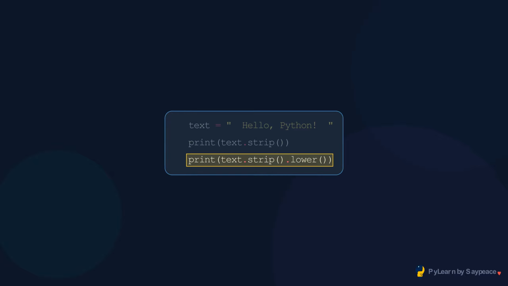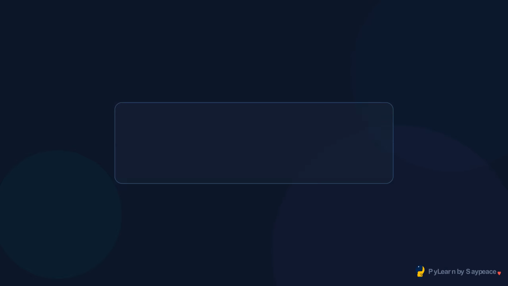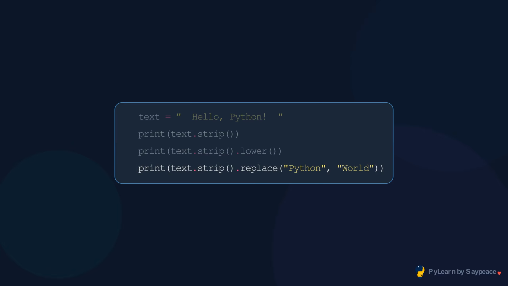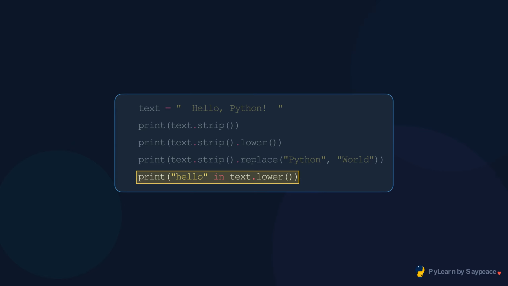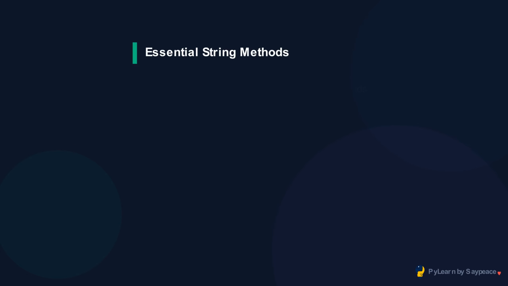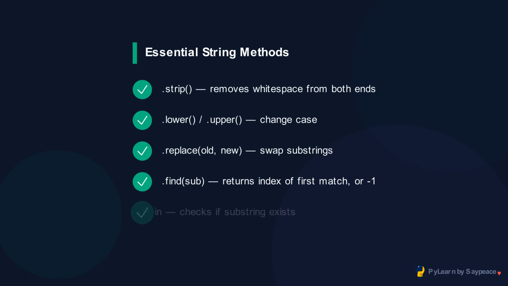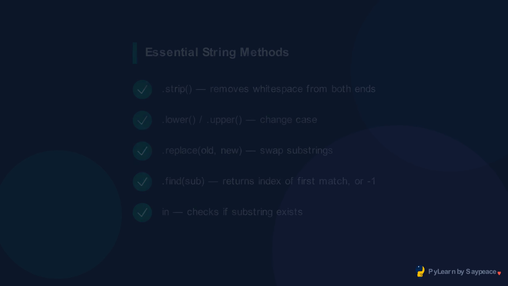Chain methods. Lower converts to lowercase. This normalizes input so Python and python compare as equal. Replace finds every occurrence of the first string and swaps it for the second. The in keyword checks if a substring exists anywhere in the string. Returns true or false. These 5 cover the majority of string manipulation tasks in real code.